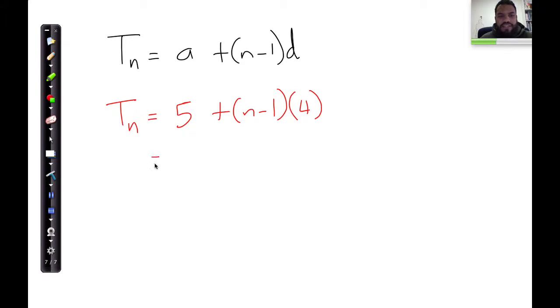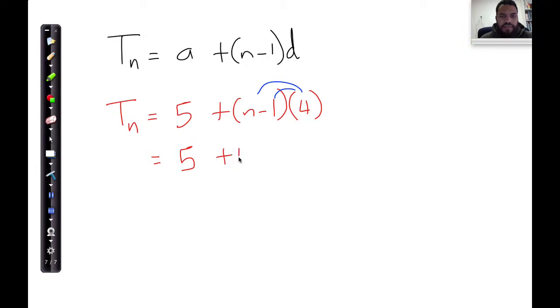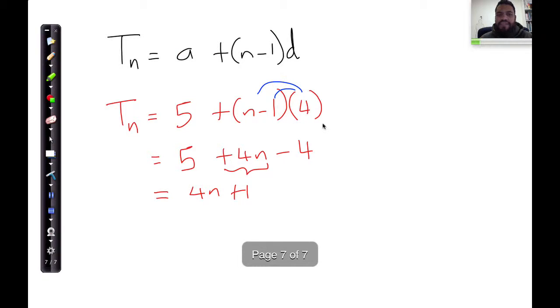Now you can actually simplify this. You can say, well, that is just 5. And then if I apply the distributive law, and I distribute that into that, I'm going to say it's 5 plus 4n minus 4. And if you simplify that, that's 4n. And 5 minus 4 is going to give me 1. Isn't that exactly the same formula that we got over here? 4n plus 1. This here is 5 plus (n minus 1) times d.